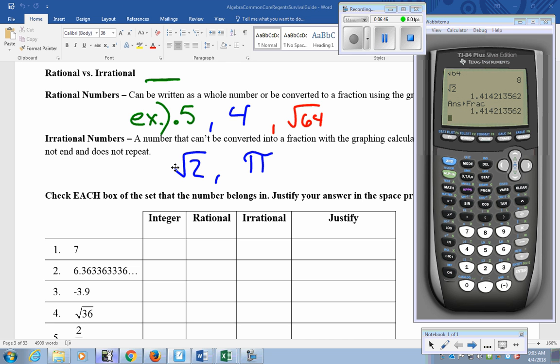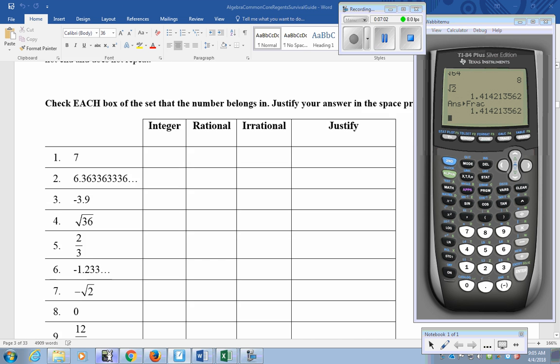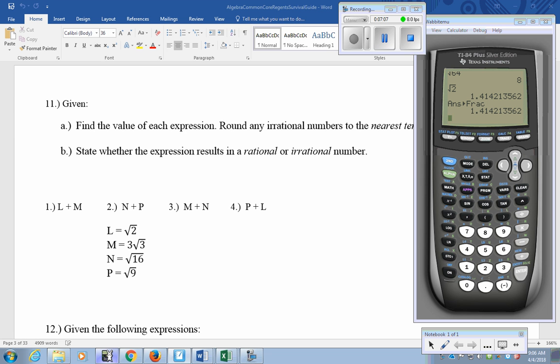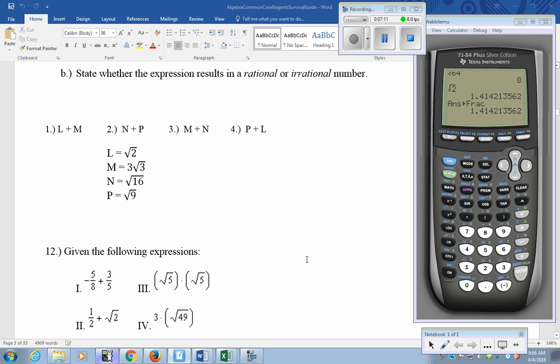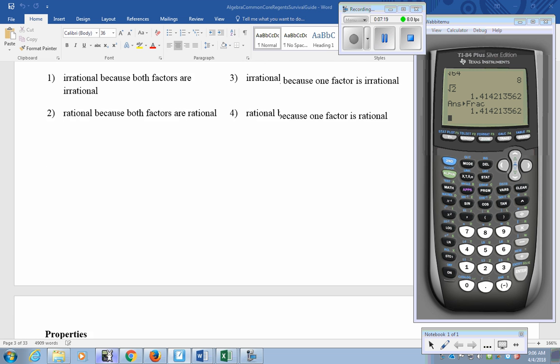So as you're using a calculator for these, see if it can be changed to a fraction or not. Can it be converted into something else? And again, whole numbers and integers are rationals as well. So let's move on from that. You'll see certain questions on these pages that ask you whether it's rational or irrational, and then may have you do some arithmetic with those rational and irrational numbers. Okay? And again, it's all about using the calculator correctly.